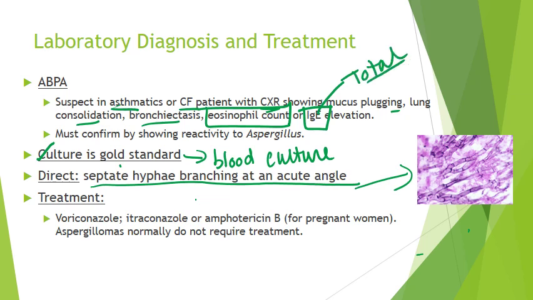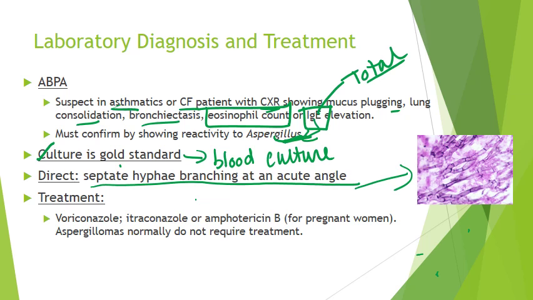Because remember, this is largely an allergic response, ABPA. You would actually confirm the diagnosis by showing that this IgE is specific for Aspergillus. If you're seeing the reactivity or the activity to Aspergillus, then Aspergillus-mediated inflammation is what you're getting here.